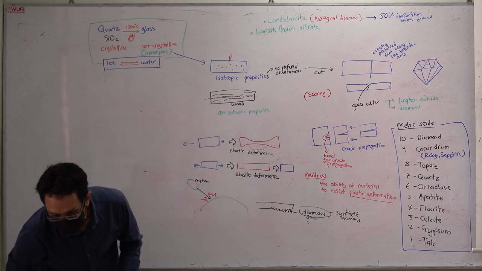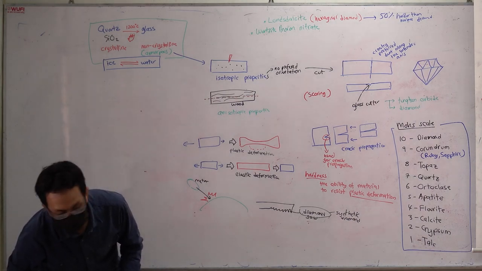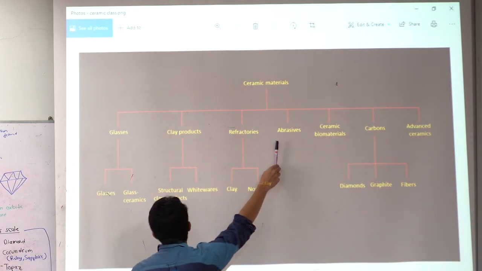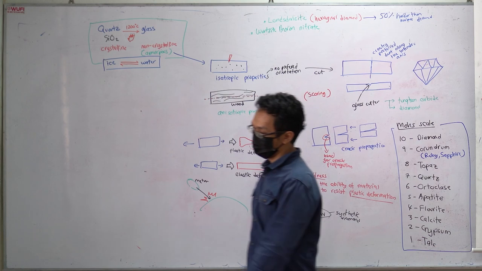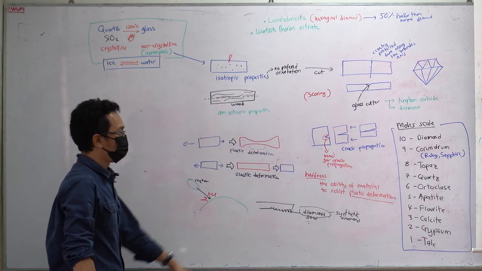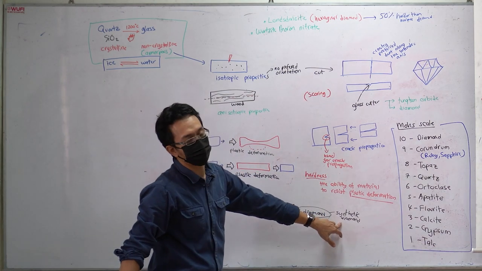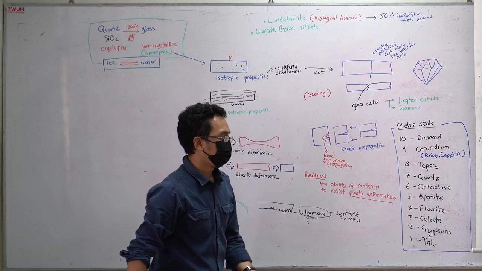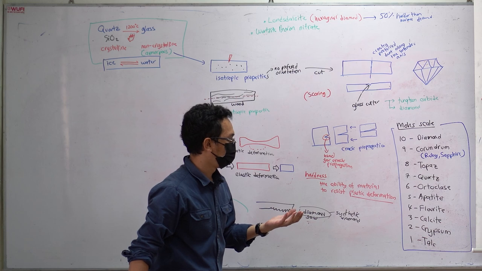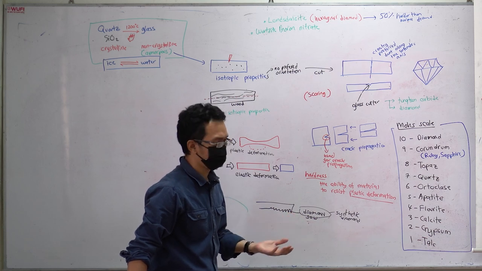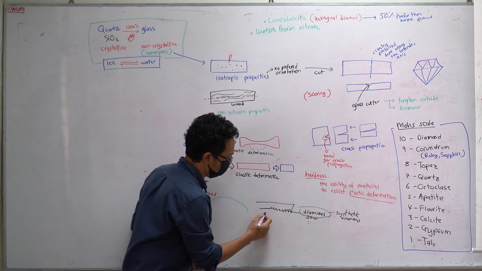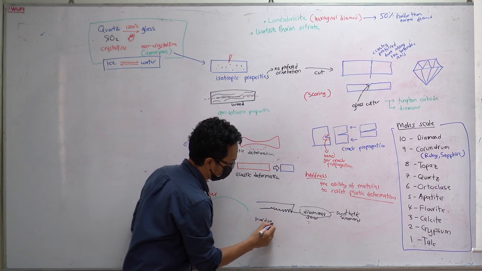So let me open this thing. Under the abrasives, people normally use diamond. But diamond is usually reserved for cutting very hard material. If you want to cut normal material like metal, then you use hardened steel.